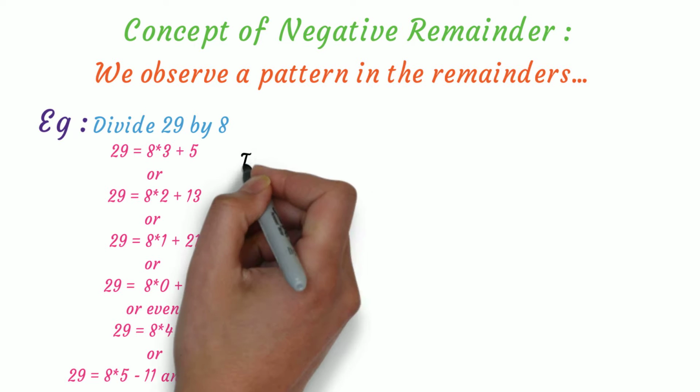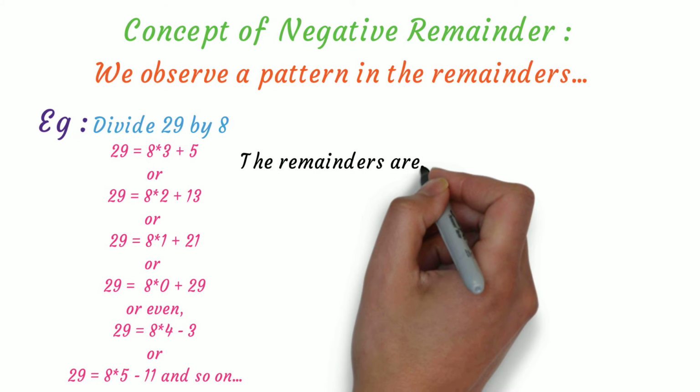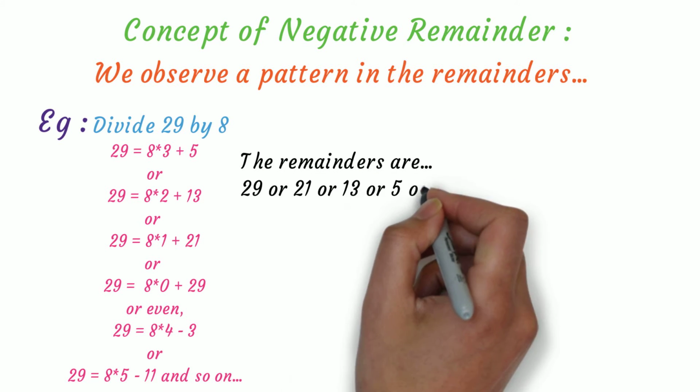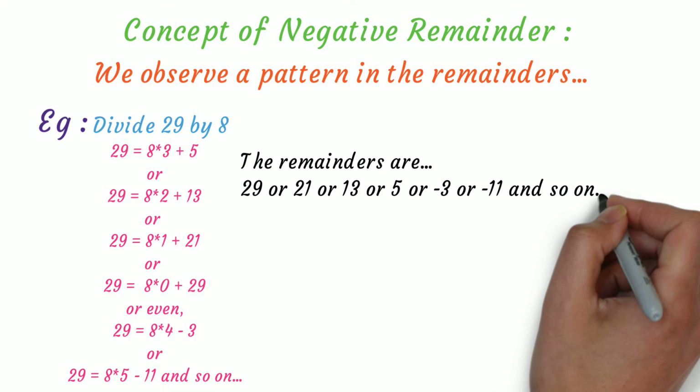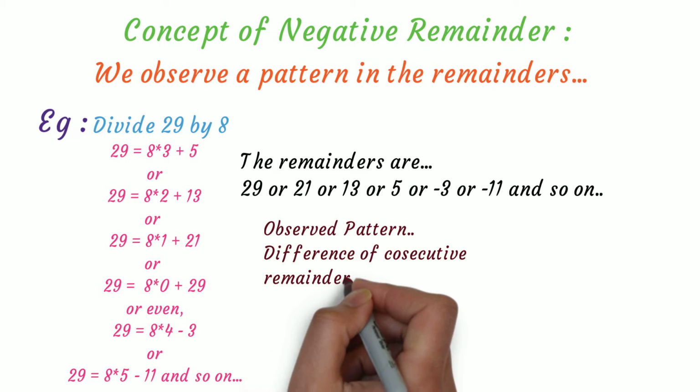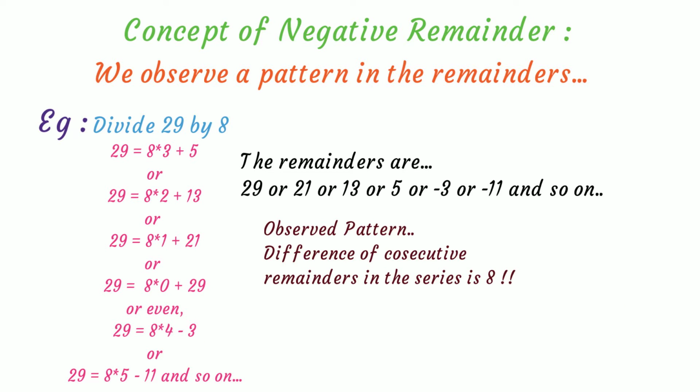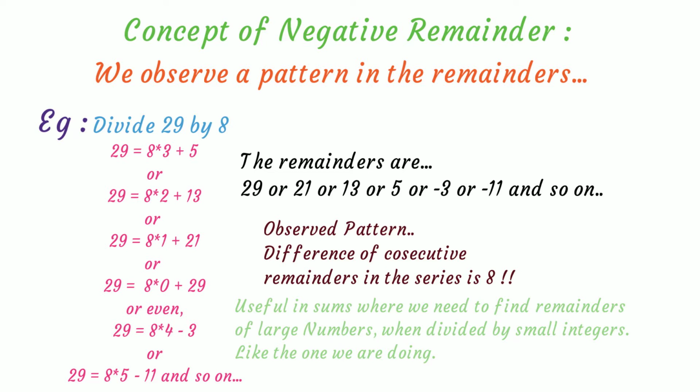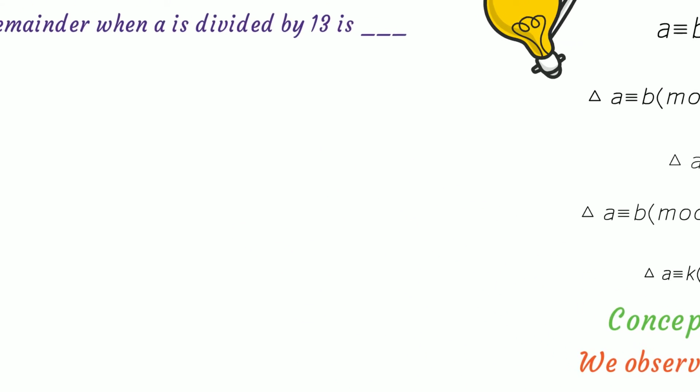From here, I would like you to notice that 29, 21, 13, 5, minus 3, minus 11, all of these differ by a factor of 8. And hence, when you look at the remainder mod 8, then all of these are equivalent. This comes handy when we want to reduce large numbers. Let's look at the solution and this will be more clear to you.